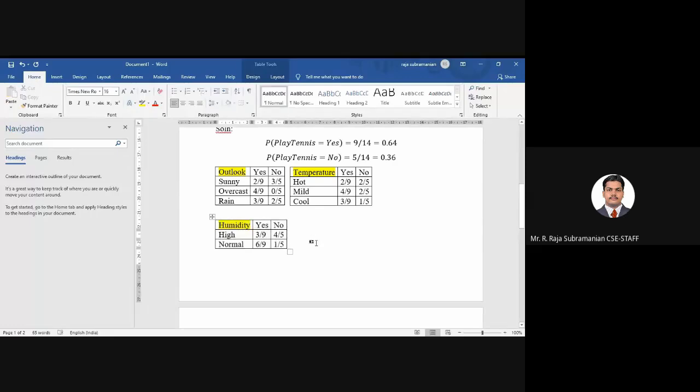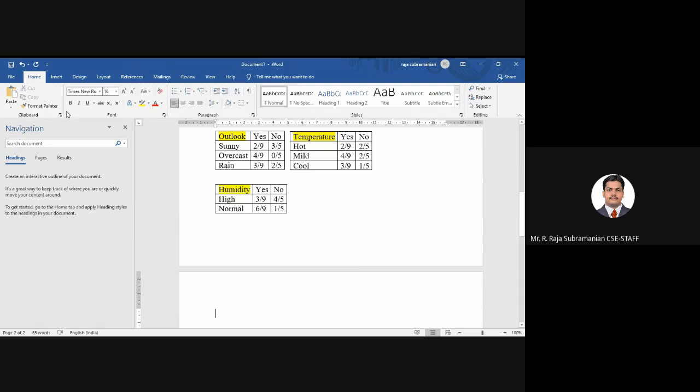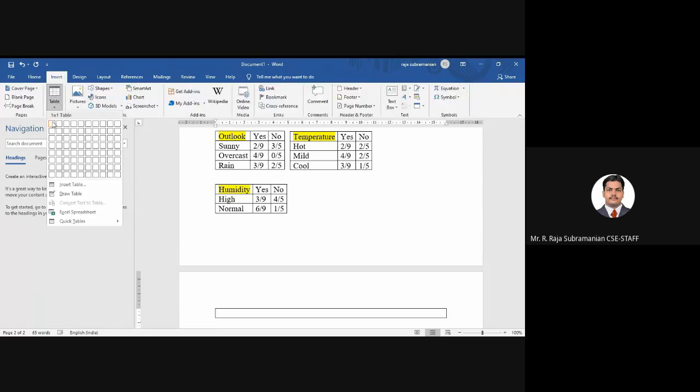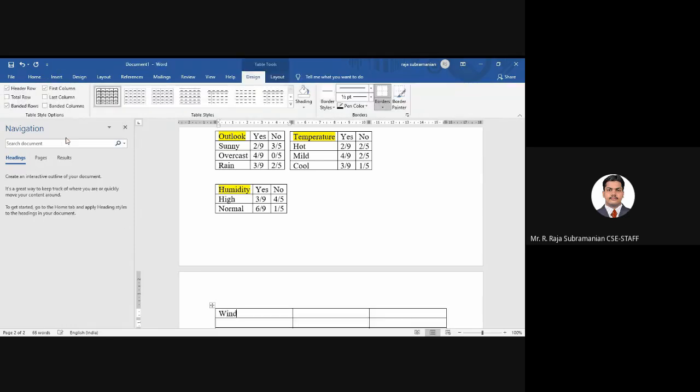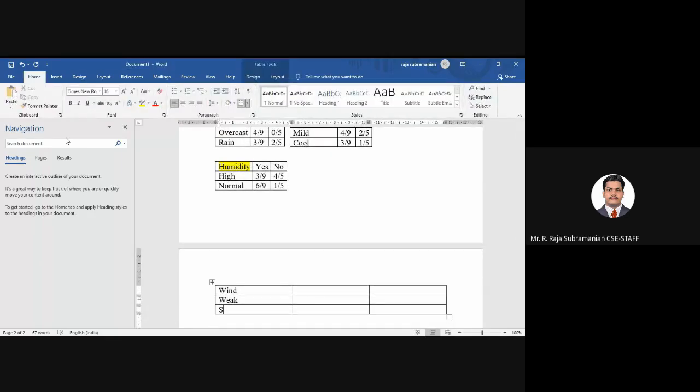Again, I'll construct a set. We'll have wind weak or strong, yes or no. So I'll construct that: wind weak, strong. I'll put either yes and no. So we have this ready.